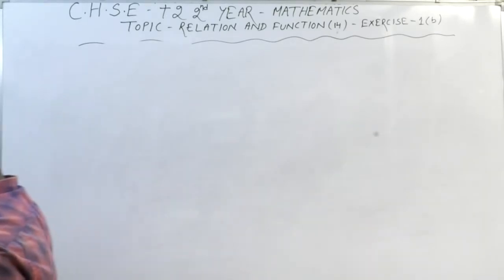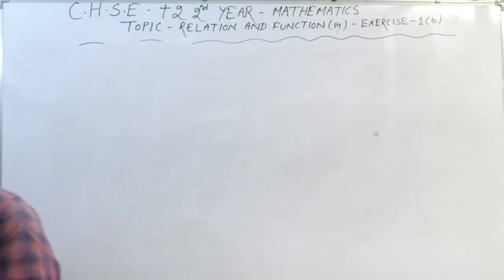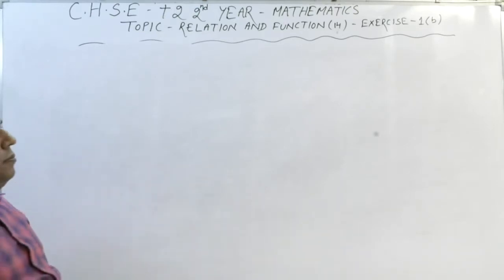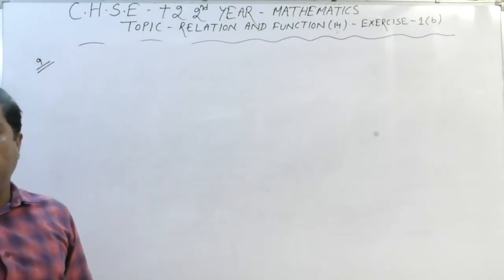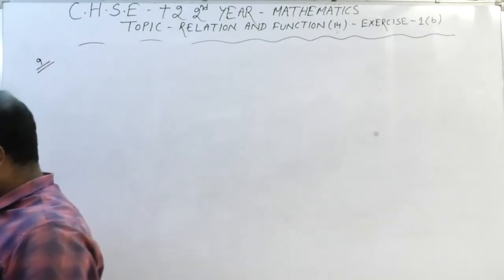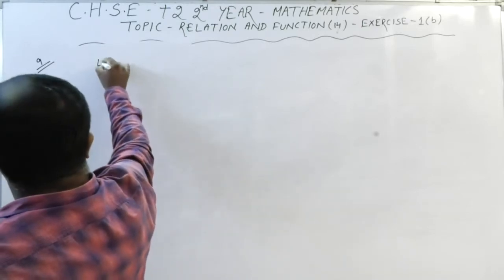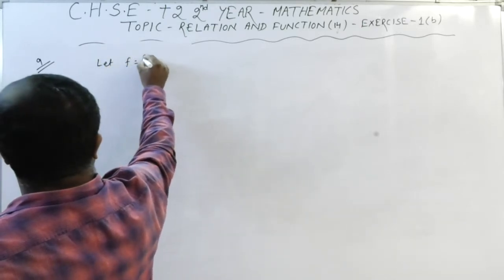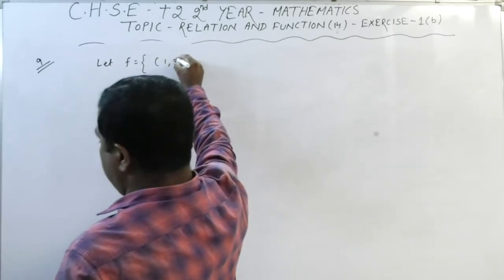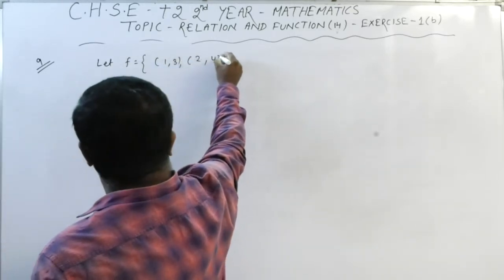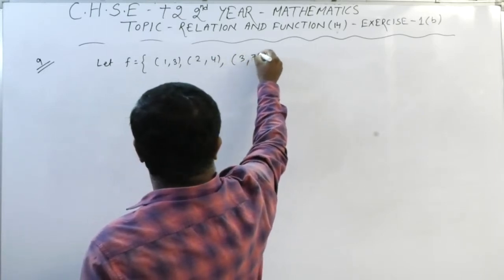Let us go for another problem, that is, question number 9. What is question number 9? It is defined: let f be a function defined like {(1, 3), (2, 4), (3, 7)}.